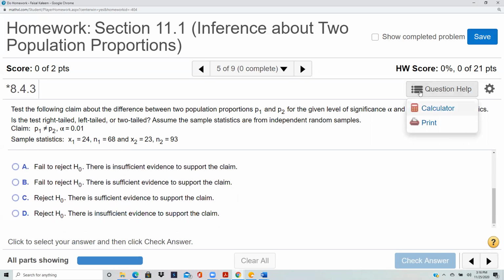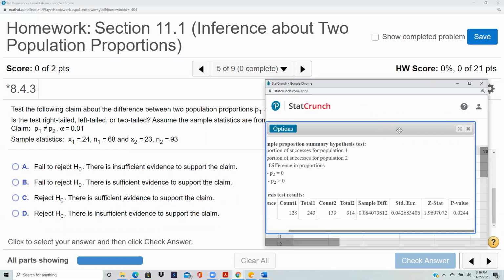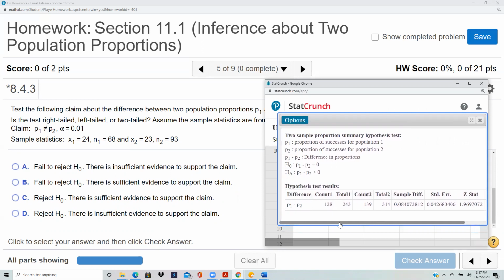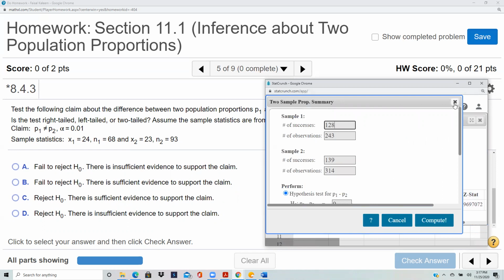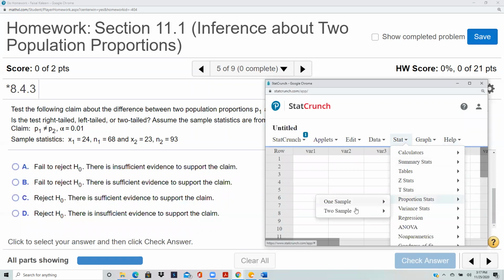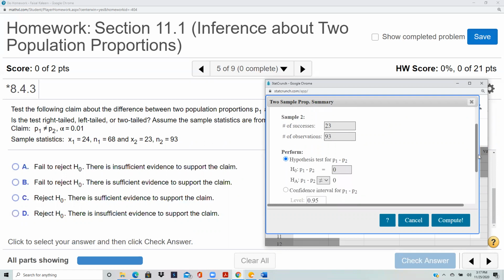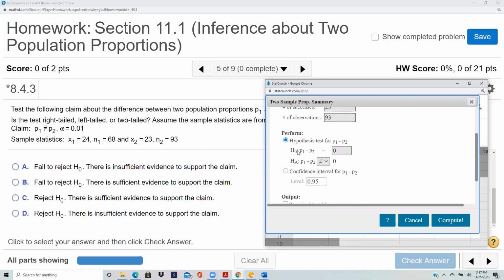So once again, let's use that window which we already had. Proportion stats, two samples with summary. Okay, let's do it from the beginning. Stat, Proportion Stats, two samples with summary. In sample one, it's 24 and 68. And then 23 and 93.